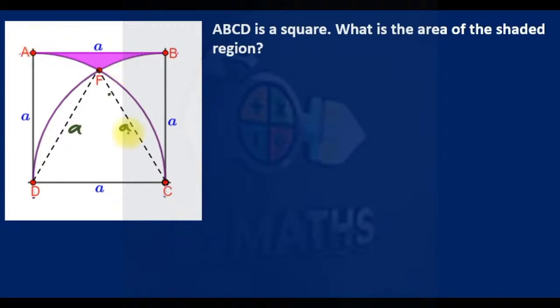So we have an equilateral triangle of side A, which means that each interior angle is 60. Each interior angle is 60. And remember, this is a square, meaning that this is 30 degrees. The remaining angle is 30.